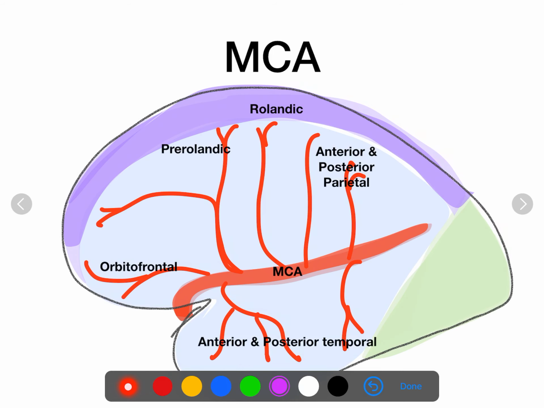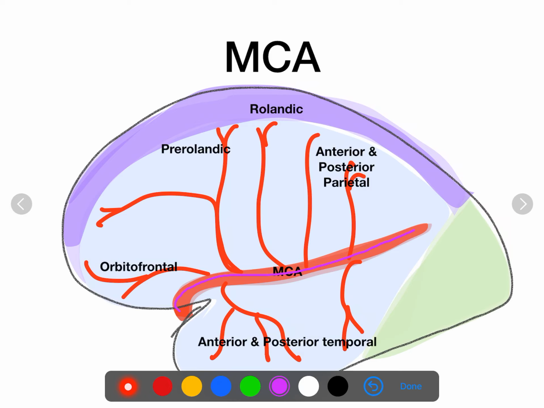Now the middle cerebral artery. The middle cerebral artery is a direct continuation of the internal carotid artery. It enters into the stem of the lateral sulcus, and when it reaches the inferolateral border, it crosses that border and enters the superolateral surface. It passes along the posterior ramus of the lateral sulcus.